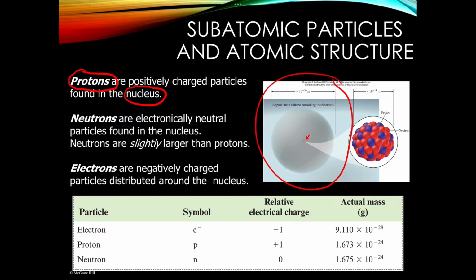But all of those protons are jammed into that tiny space. The neutrons are in there as well. They are actually neutral. Protons are positive, neutrons are neutral particles, and they are also found in the nucleus. They are very slightly bigger than protons, but essentially we are going to say they are about the same size. So protons and neutrons are found in the nucleus, which is in the middle of the atom.